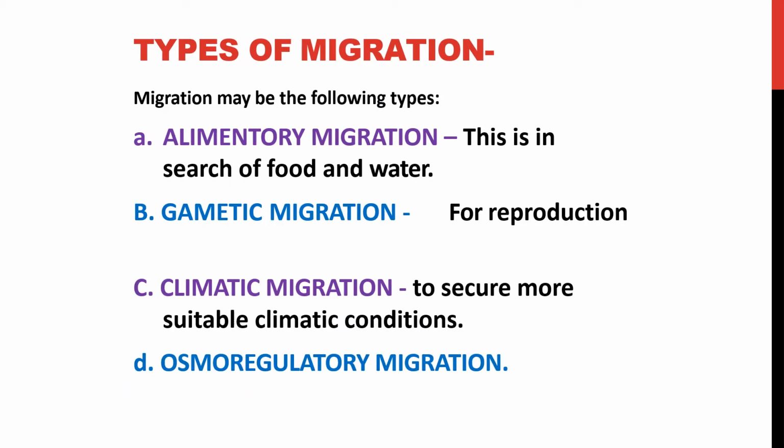Now in this slide, I would like to show you the types of migration. Migration may be of the following types. Number one is alimentary migration, in search of food and water. Second is gametic migration, for reproduction. Third is climatic migration, to secure more suitable climatic conditions. And another one is osmoregulatory migration. You know what osmoregulatory is? We know it very well. There are different concentrations of ions in water, and due to that, the fish have to migrate. So, osmoregulatory migration.